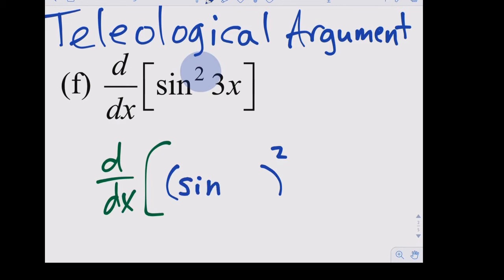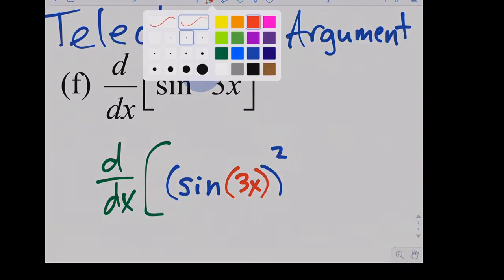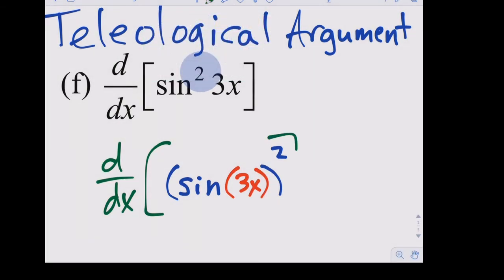And then on the inside we have sine of, and then we have a 3x, which is more than just a plain old x. So now how many layers do you see? Maybe I should put the sine in a different flavor too. Grape. There we go. I see 3 now, right?